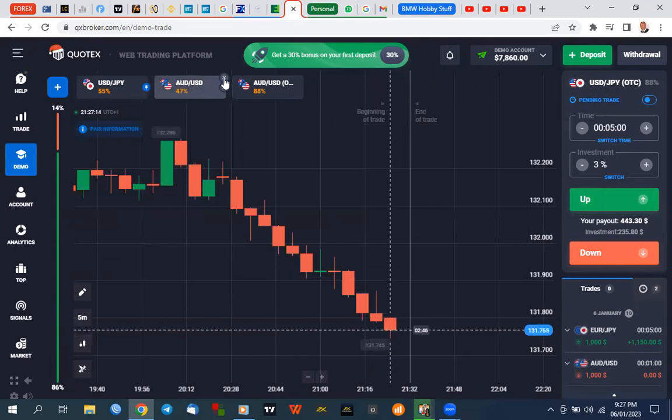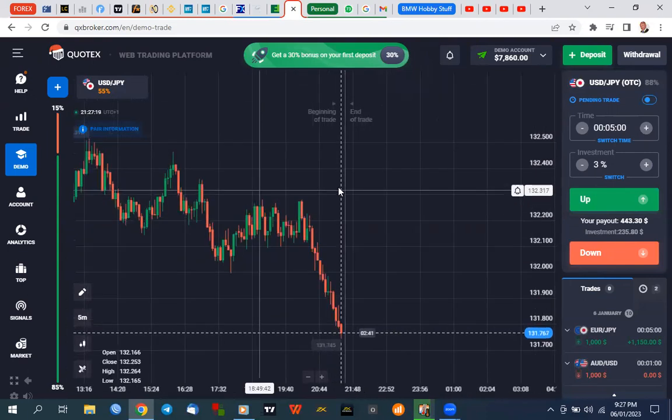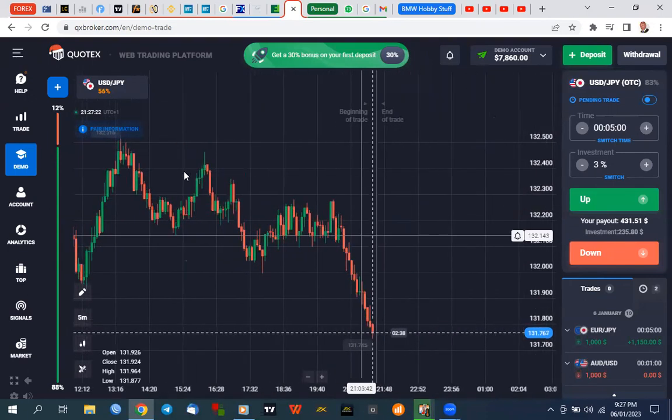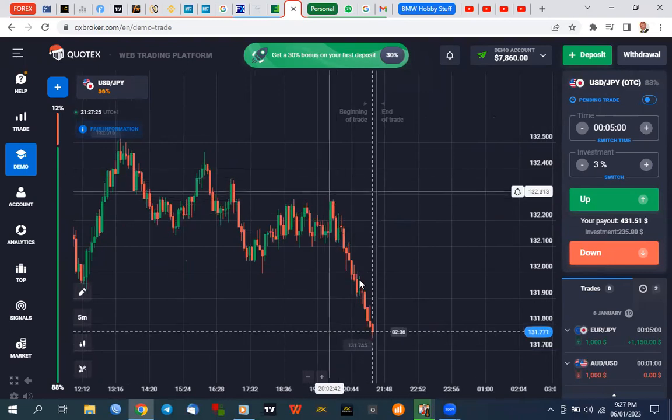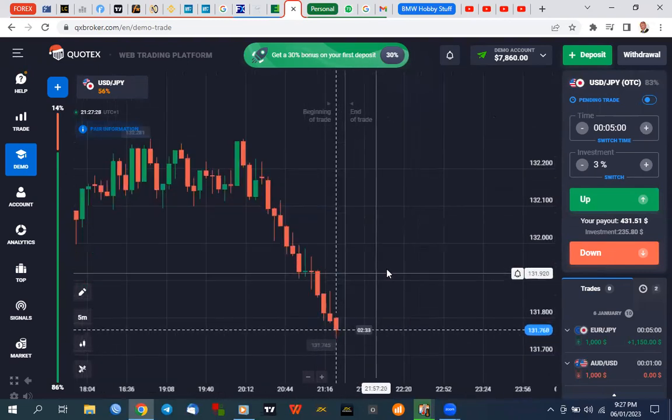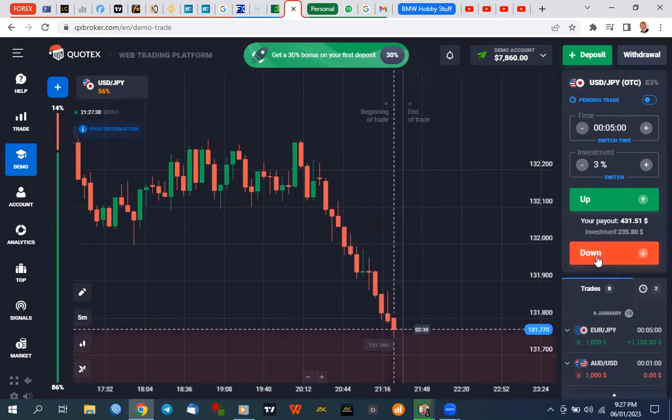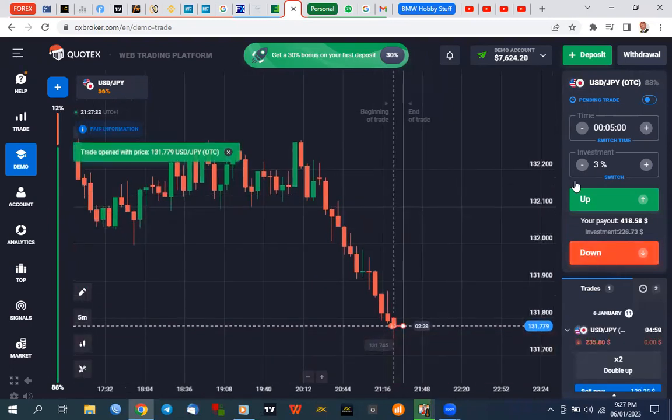If we look at this particular screen now, you can see that this is a downtrend. So if I wanted to take a sell trade in this place, I will just click down. And it's a 5-minute trade, as you can see, using 3% of the account. Now, this system will calculate your 3%. You can see here what you are risking and the possible profits on the right here.